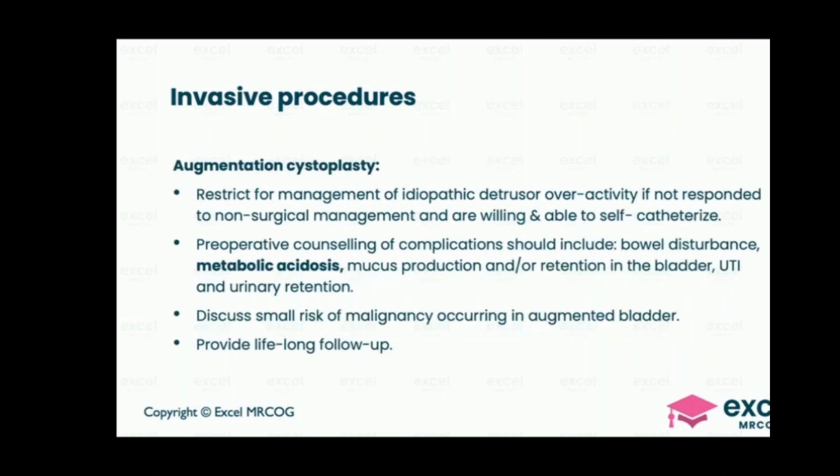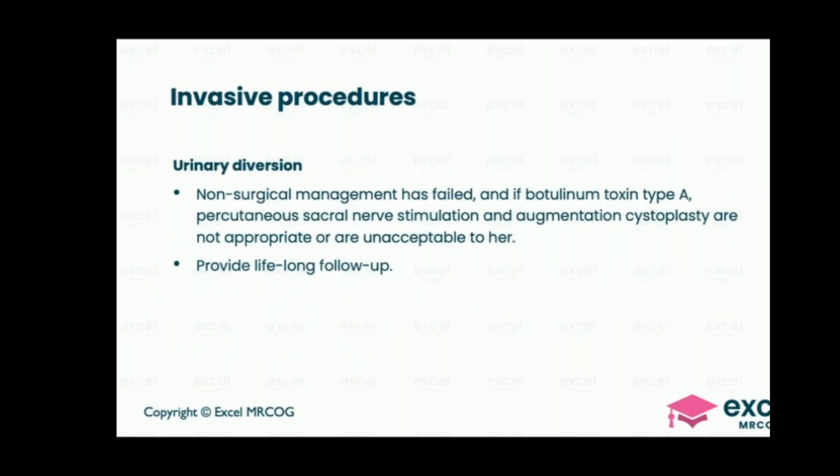Augmentation cystoplasty is the next step if none of those things have worked. Remember, one of the questions here is that metabolic acidosis is a side effect. Then urinary diversion is the next method, which is again not frequently asked. Let us see the chart.